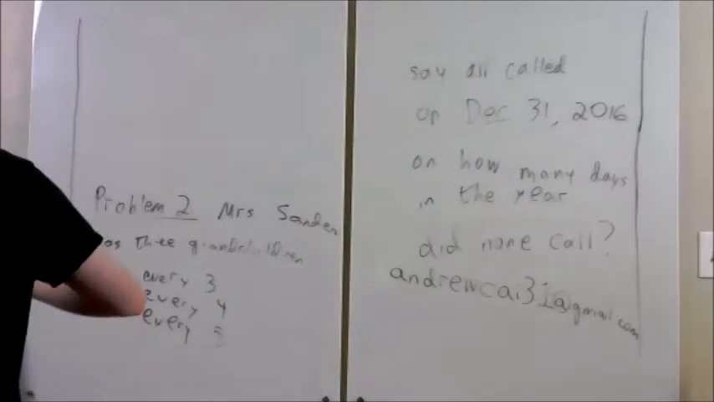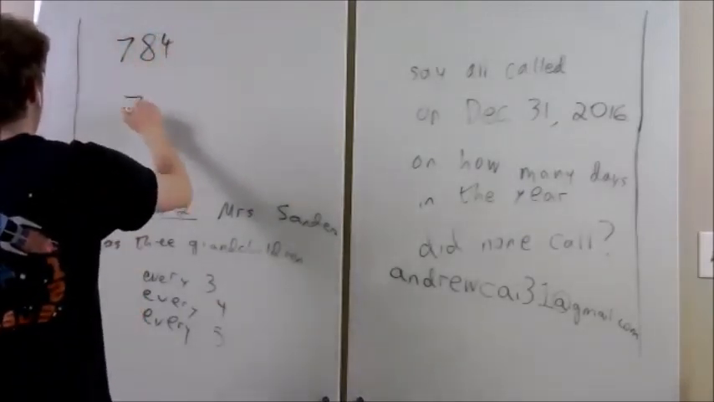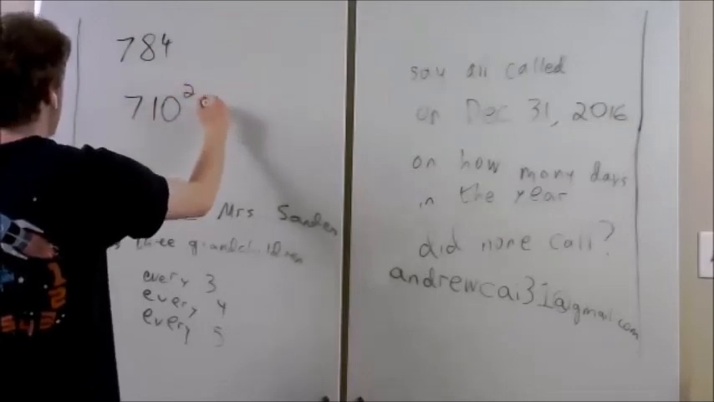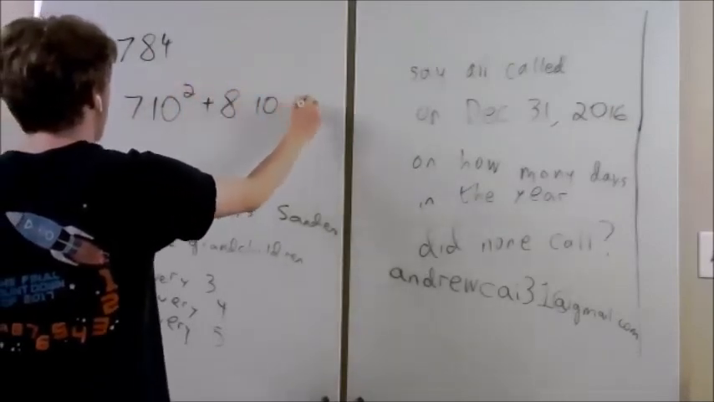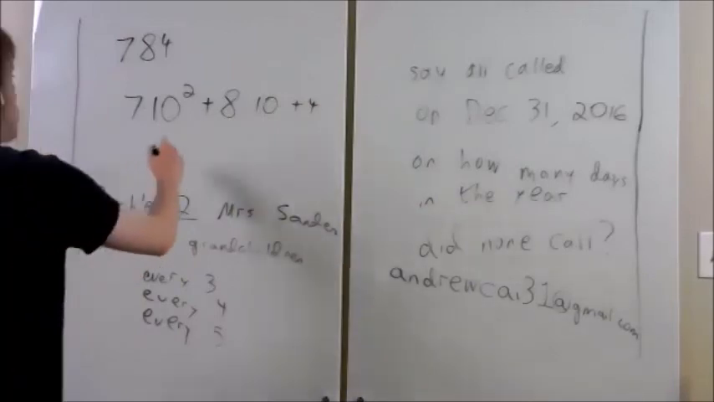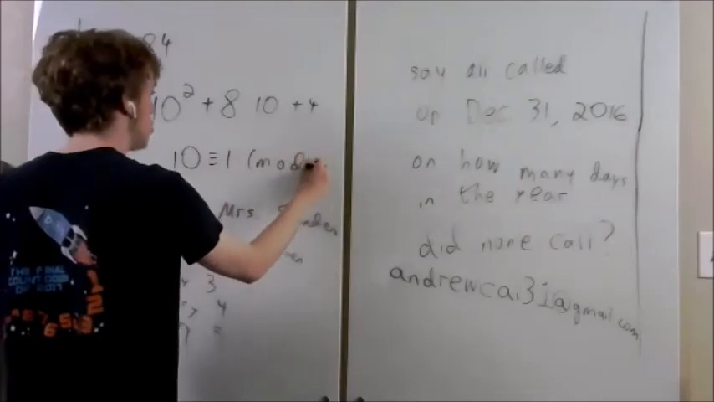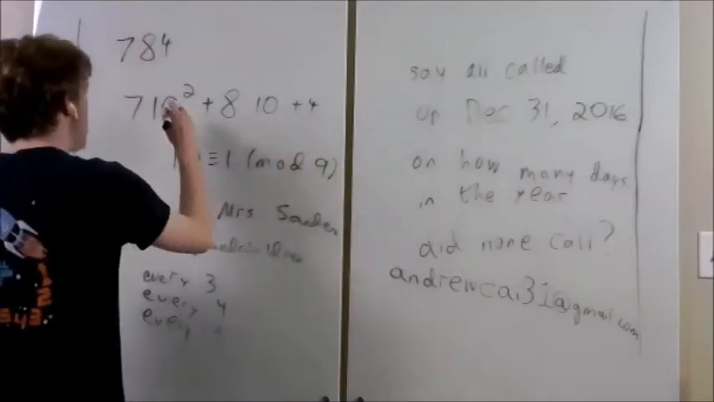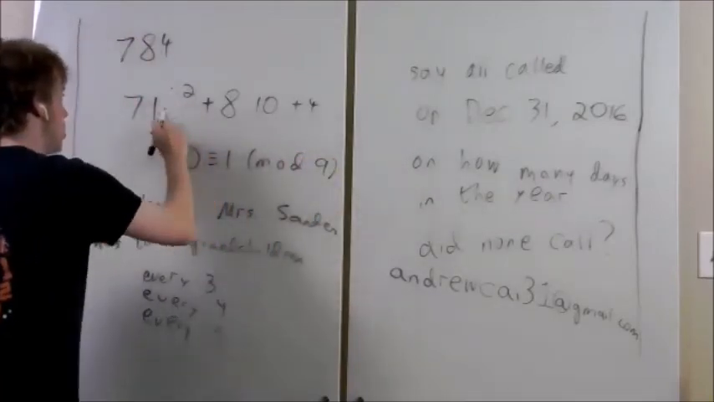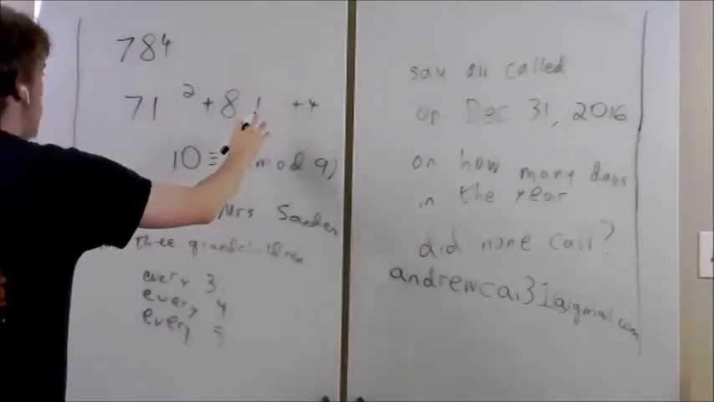Because basically, if I have some number 784 and I write it as 7 times 10 squared plus 8 times 10 plus 4, then if I look mod 9, 10 is congruent to 1 mod 9. So mod 9, the number is congruent to what I get if I change all the 10s to 1s here. And then this is just the sum of the digits. And so we're happy.